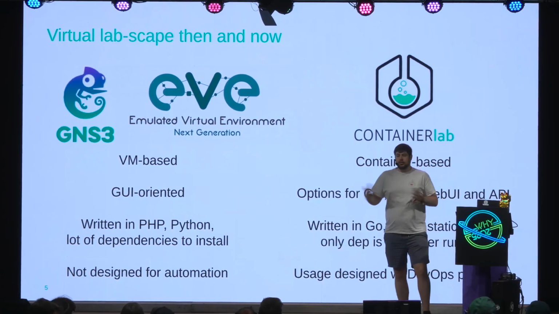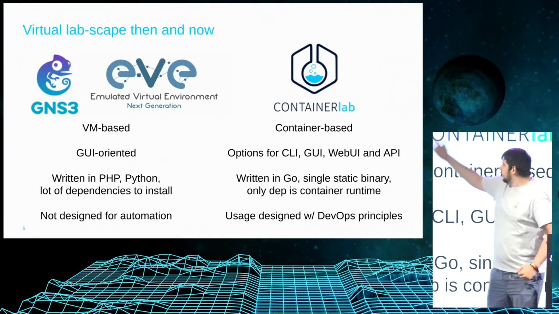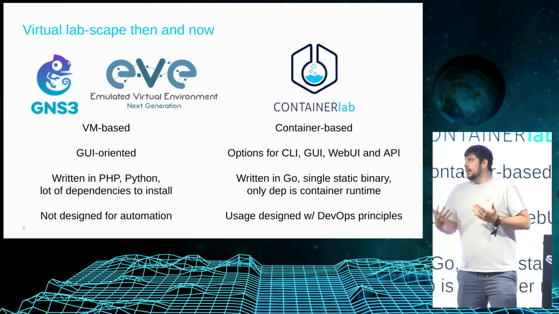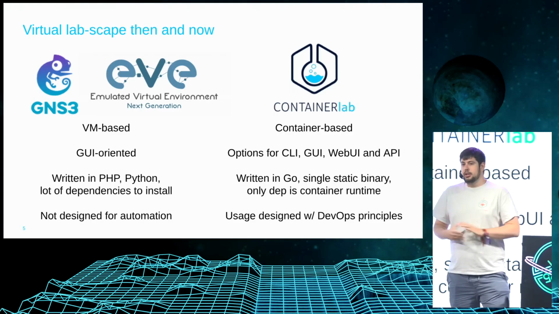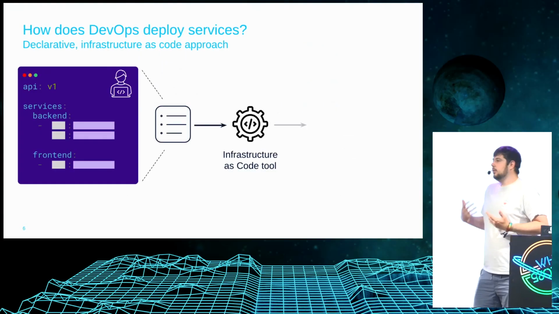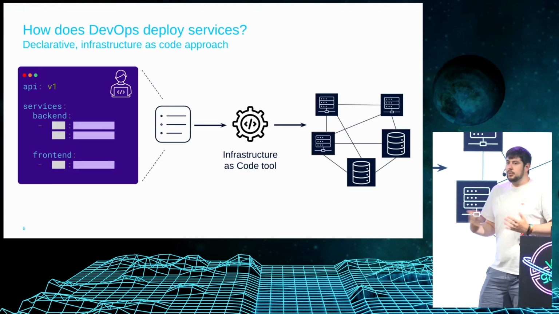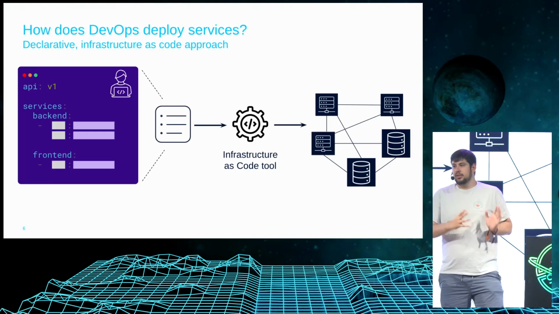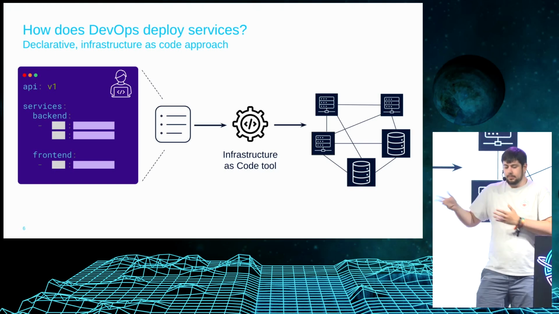Container Lab is not a novel solution, and it really builds on the shoulders of giants. But these old tools are very GUI-oriented, and they really are not designed for automation. They are usually shipped as an appliance OS and have quite a bit of dependencies. And so with Container Lab, we decided to take a different approach. We are using DevOps principles, where we provide a declarative topology file to the tool, and the tool figures out how to deploy that emulated network lab topology into your system.